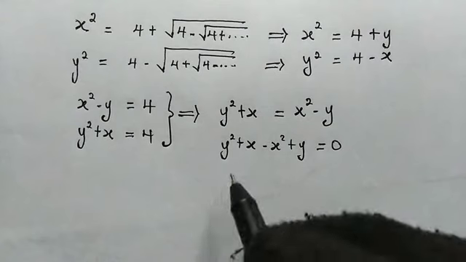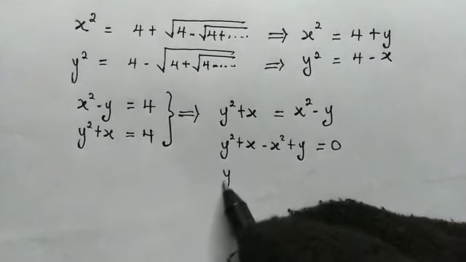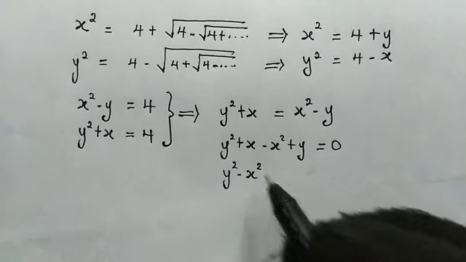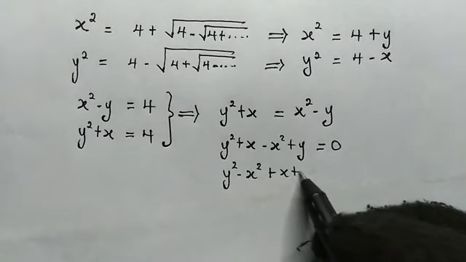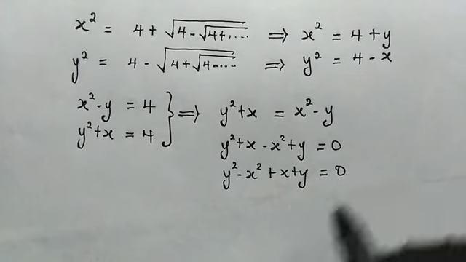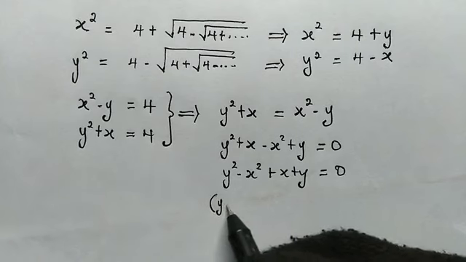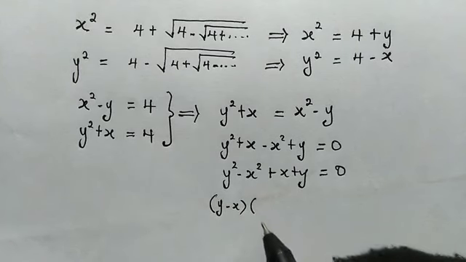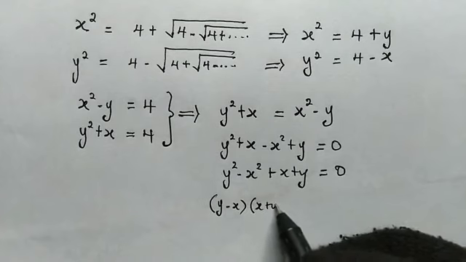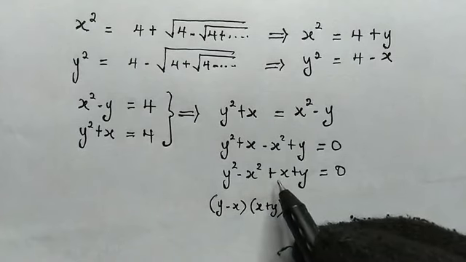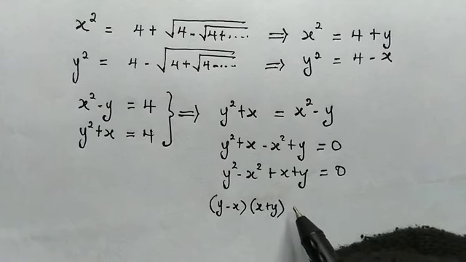So how do we factorize this? First of all, here we have y squared minus x squared, then plus x plus y, this will be equal to 0. This is the difference of two squares, right? Which we can factorize as y minus x and y plus x, which is the same as x plus y, right? And here, what do we do?